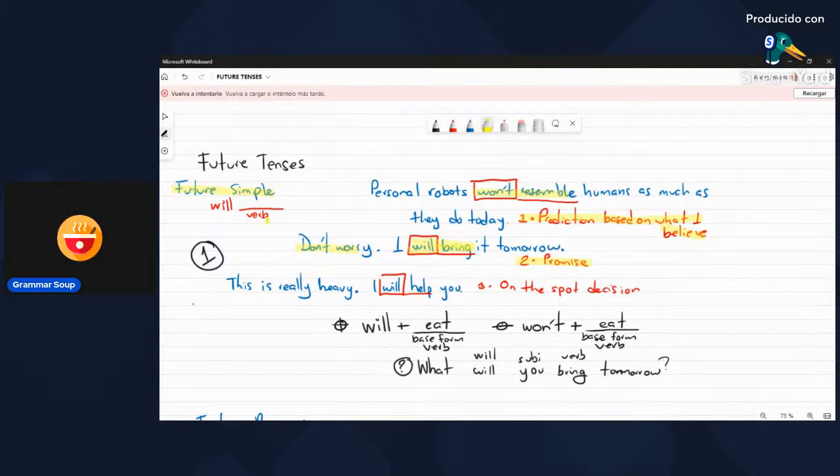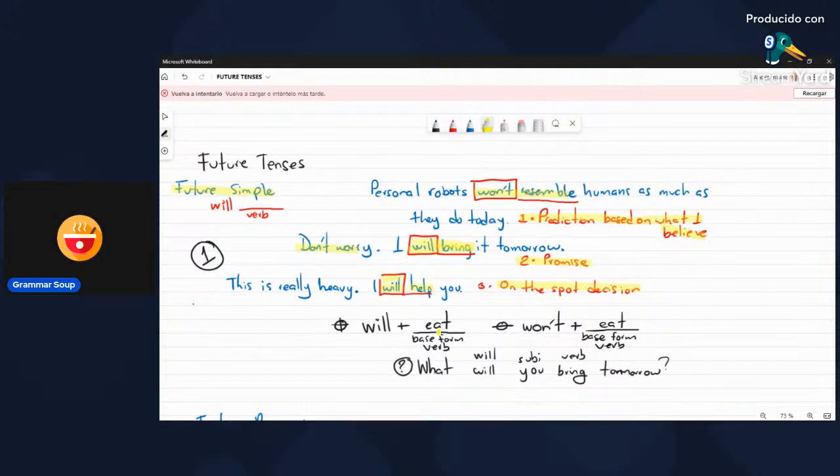I can also use the future simple for on the spot decisions, which means a decision that you make in that moment. You don't do a lot of thinking. You just make a decision in that moment, random or like quick thinking. So for example, if a person says this is really heavy, and the other person says quickly, like a reaction, I will help you. It's an on the spot decision.